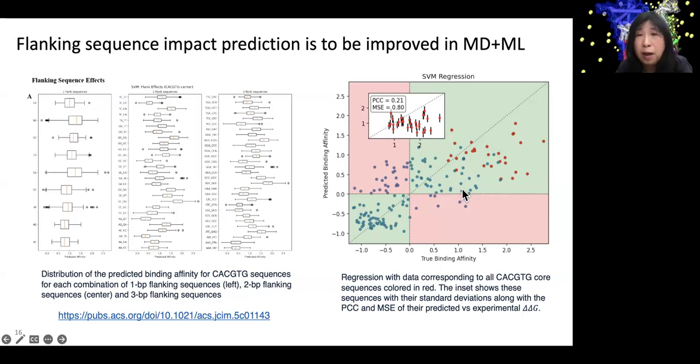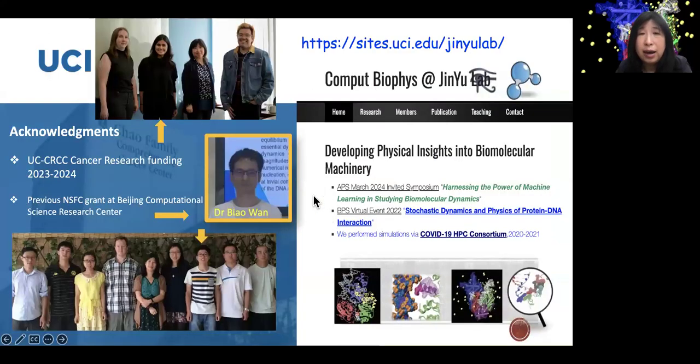We want to manipulate the input features to see whether we can improve the prediction of this flanking sequence impact. So I'm wrapping up this part, and thanks to my current and previous lab members for their contribution to this work, and thank you for your attention.